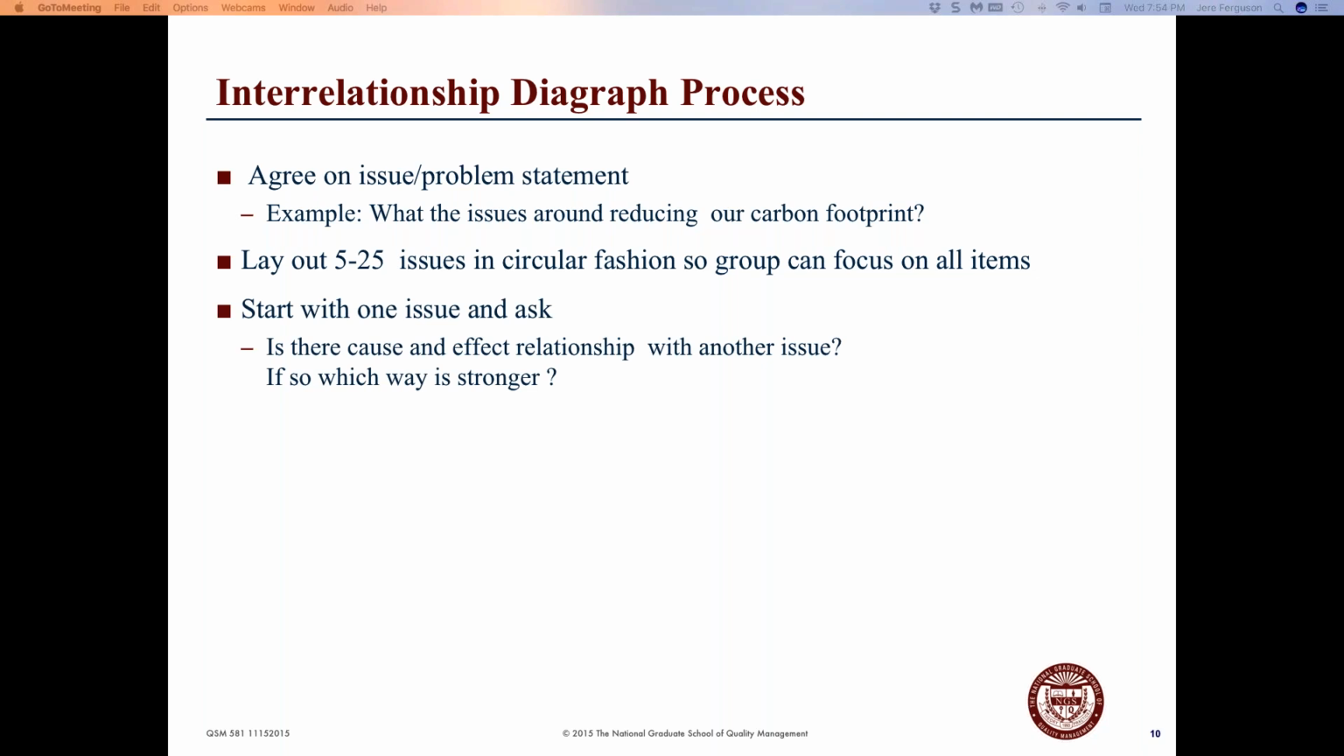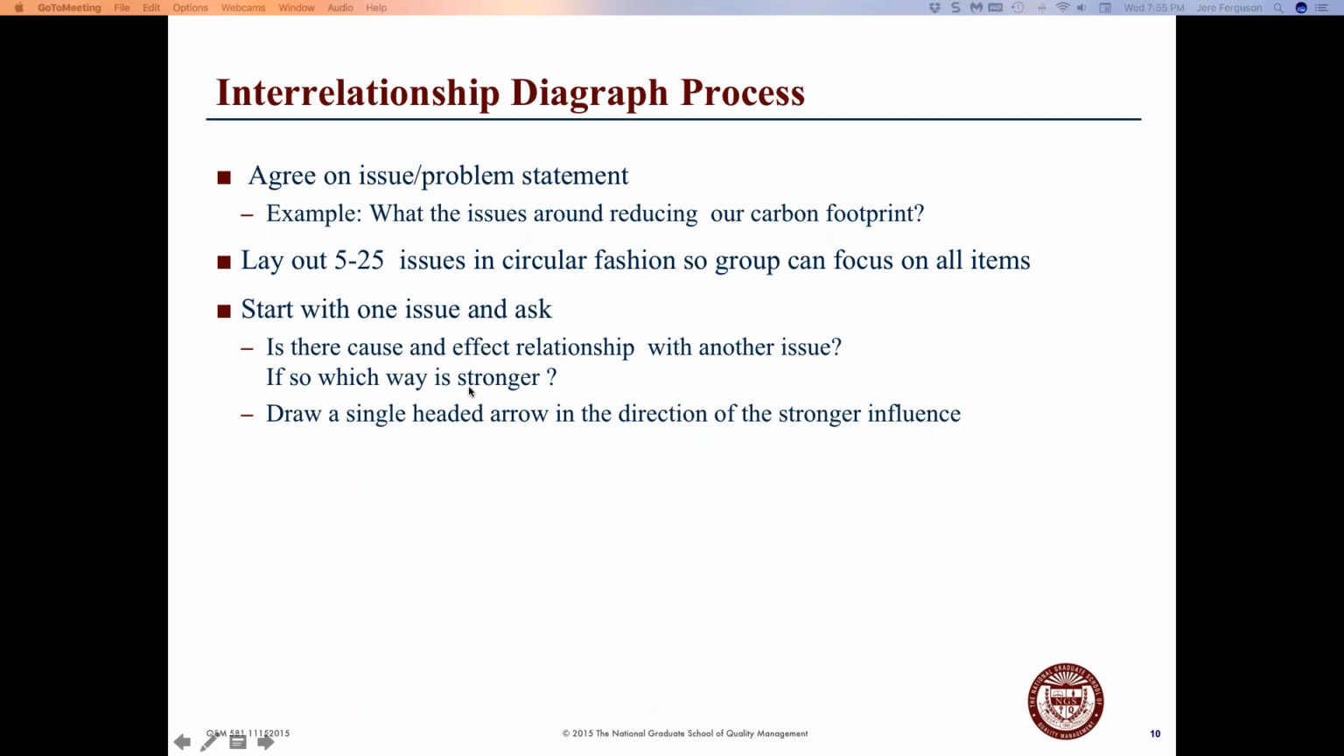Remember, we're going to get to an example in a minute, but you've got a circle of 25 yellow squares. You're going to just pick any one of them to start at. You're going to start there and say, is there a cause-effect relationship between this issue and any of the other issues that I have identified on these pink sticky cards? And if there is a relationship, which direction does it go? Does it go from this issue to that issue, or from that issue to this issue? Just remember that. You'll see in a minute what I do with the diagram. Then draw a single-headed arrow in the direction of the strongest influence.